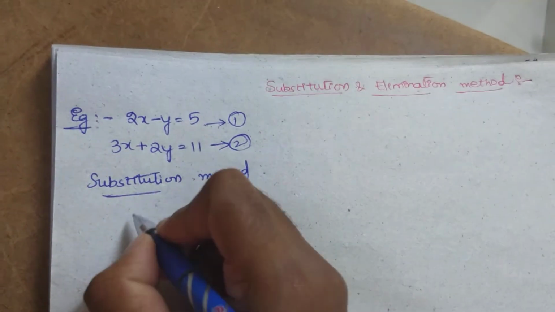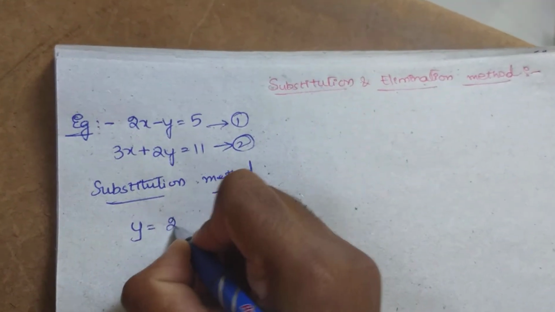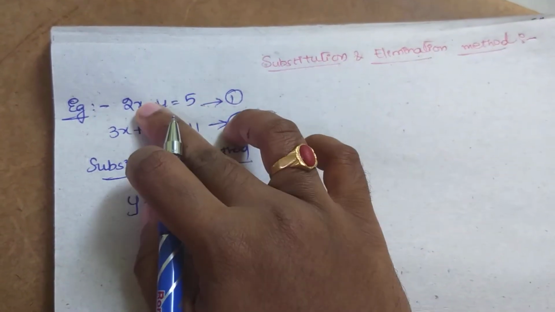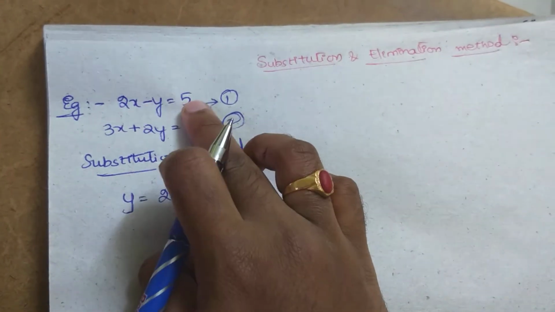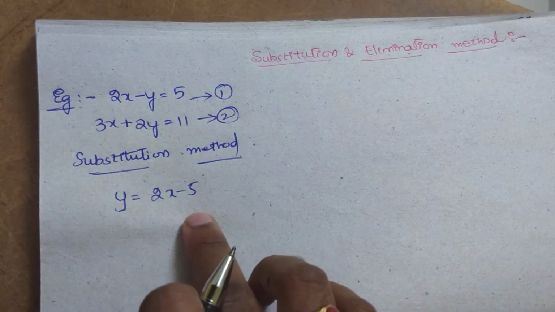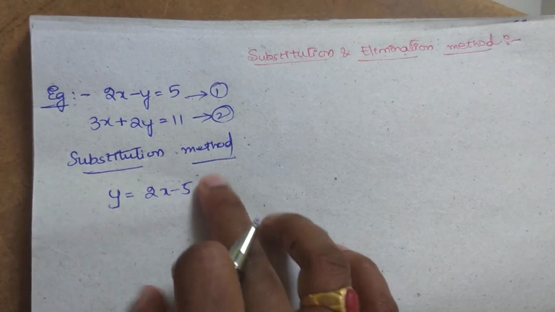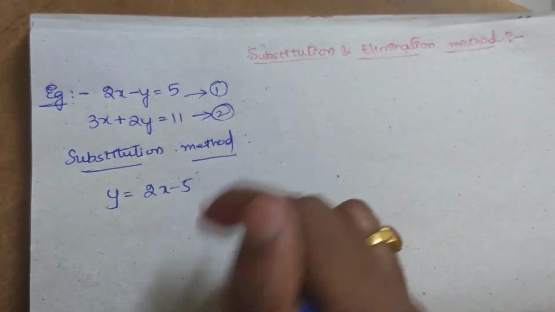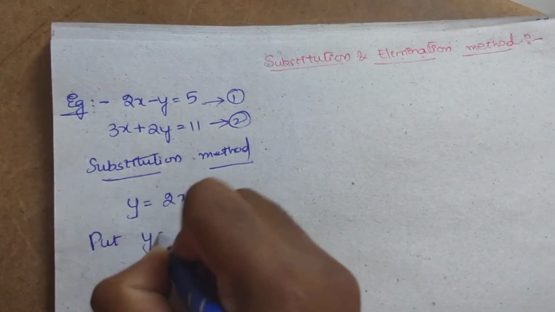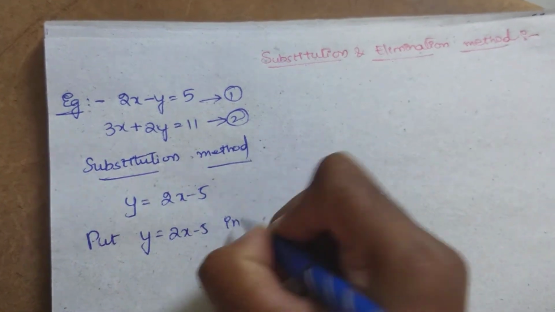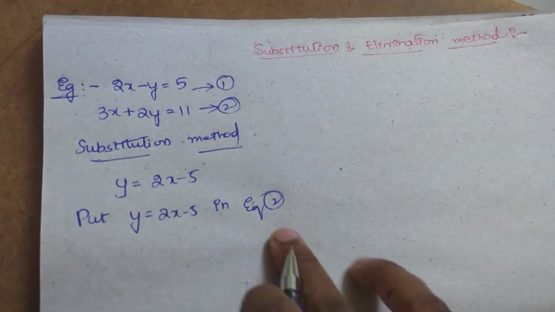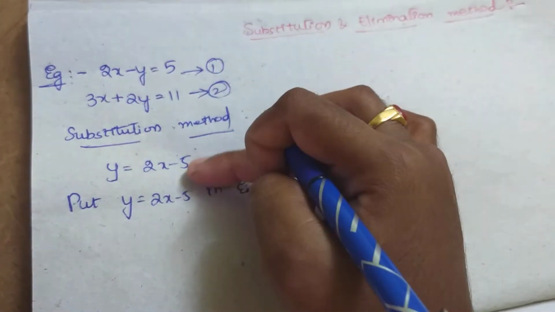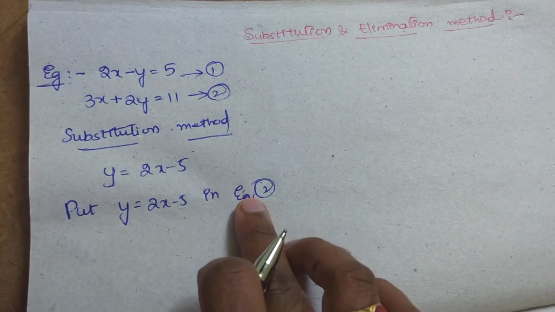Equation 1 can be written as y equals 2x minus 5. I have sent y to the right hand side and 5 to the left hand side, so it becomes 2x minus 5 equals y. Let us substitute this y value in equation 2. So put y equals 2x minus 5 in equation 2. The value of y you derive from one equation, and you substitute it in the other equation.